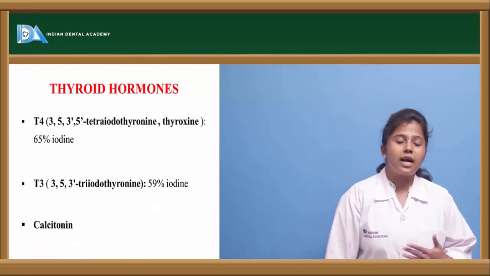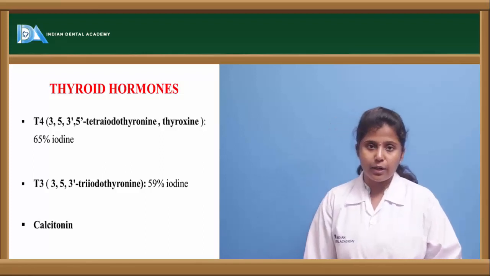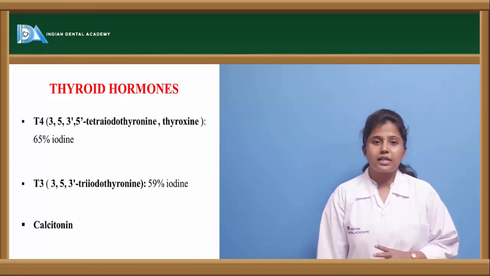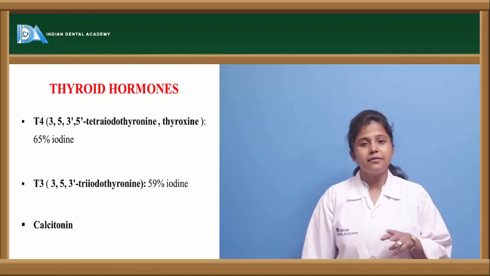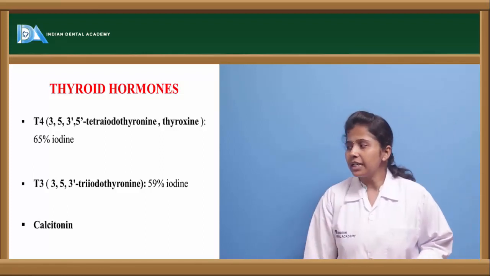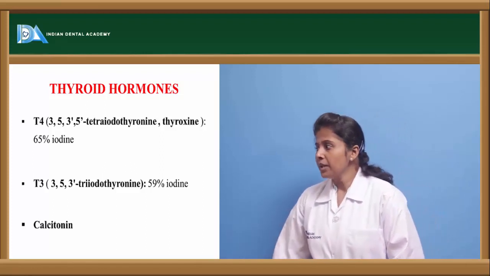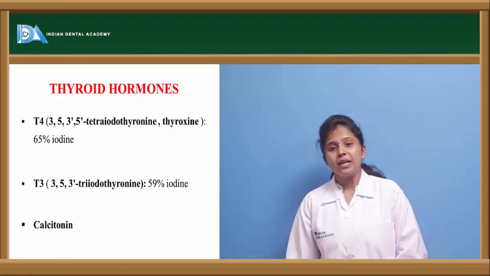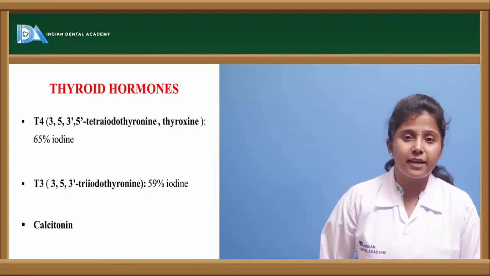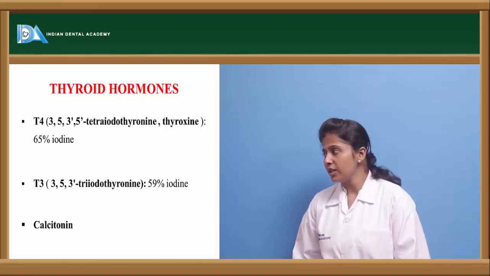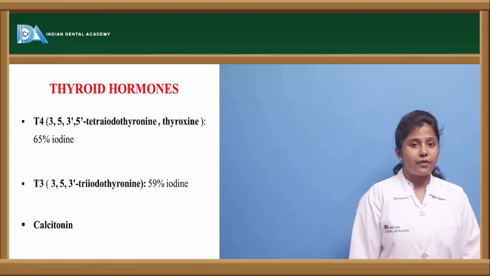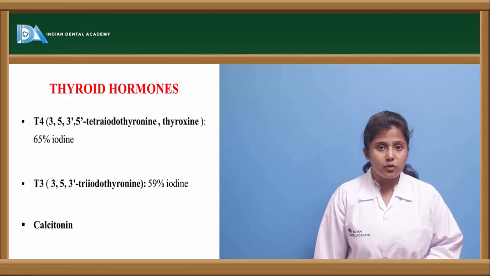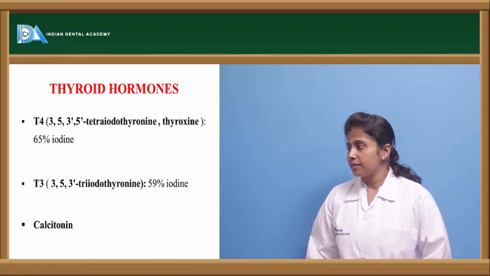Now, what are the hormones released from the thyroid gland? Two hormones are released. One is T4, that is 3,5,3',5'-tetraiodothyronine or thyroxine, which contains 65% iodine, as well as the T3 hormone, that is 3,5,3'-triiodothyronine, which contains 59% iodine. Along with T3 and T4, it also secretes another hormone called calcitonin.